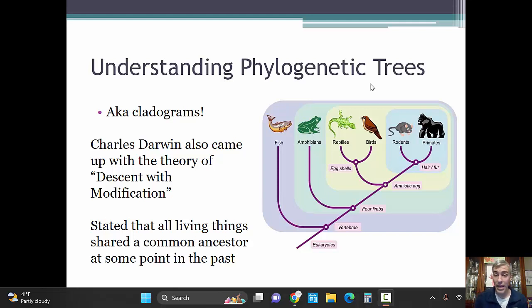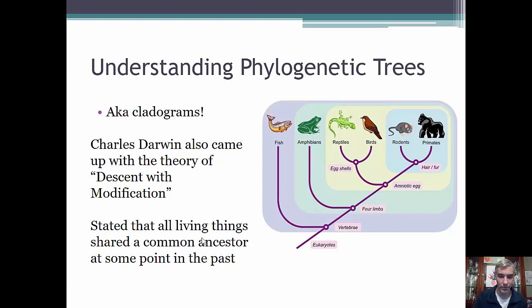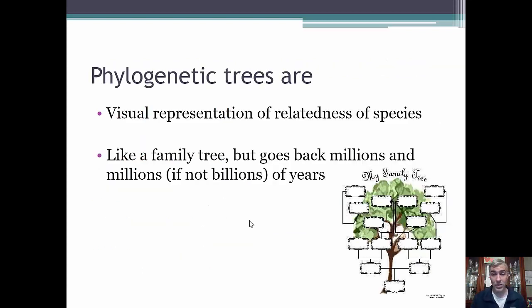But eggshells, look, there's hard eggs in both reptiles and birds. Rodents and primates have amniotic eggs, but they're inside of them, right? That's like the amniotic sac that's inside of the uterus of a mammal. So you can kind of see how this all breaks down. And the common ancestor, I said, of all things that are on here would be at this point right here. So phylogenetic trees, as I mentioned, are visual representations of relatedness. They're basically like a giant family tree, but it goes back millions and millions and sometimes billions of years.